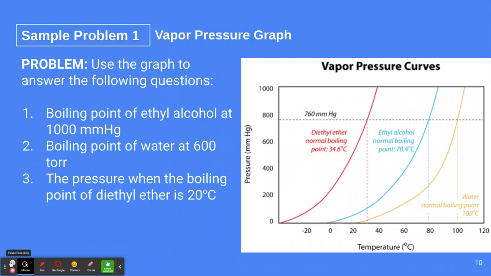Okay, so we're going to practice some of these problems. You can use the graph on the right to figure out the boiling point of ethyl alcohol at 1,000 millimeters. You'll figure out the boiling point of water at 600 millimeters of mercury, and then you'll figure out the pressure when the boiling point of diethyl ether is 20 degrees Celsius. So again, use those lines, draw from what we know to what we're trying to find, and then give us that answer. Pause and work through this.